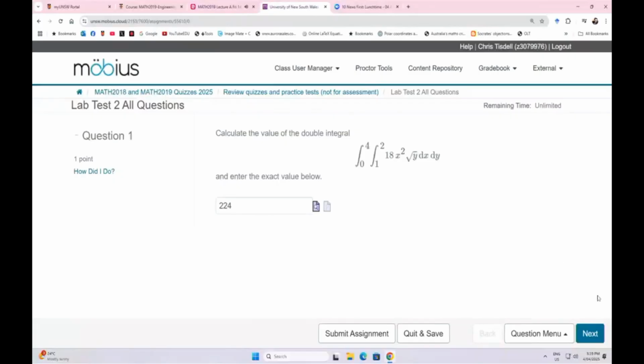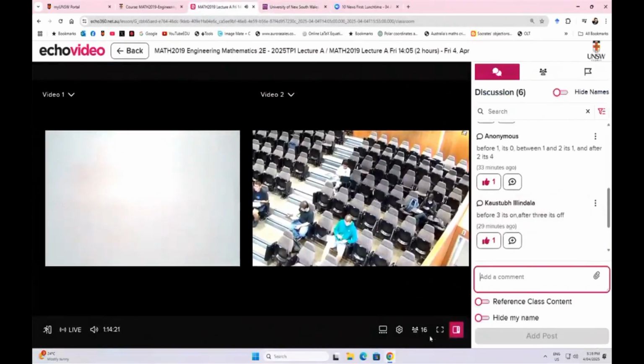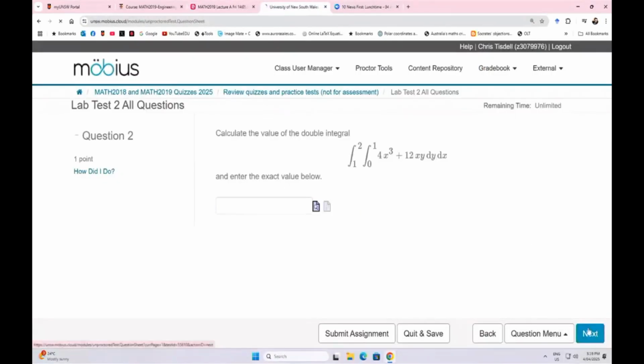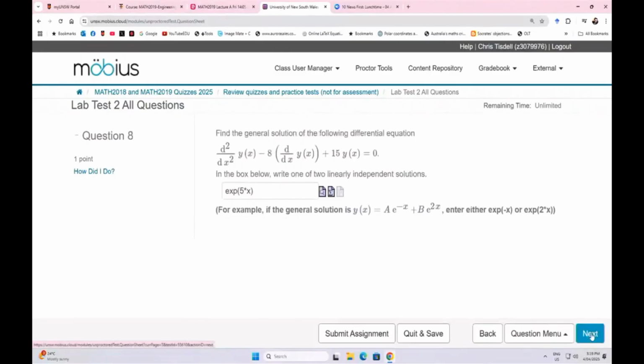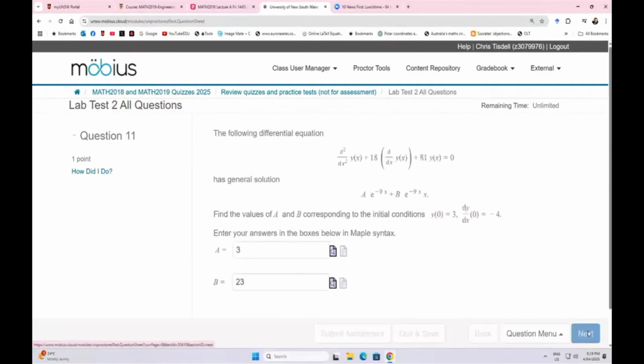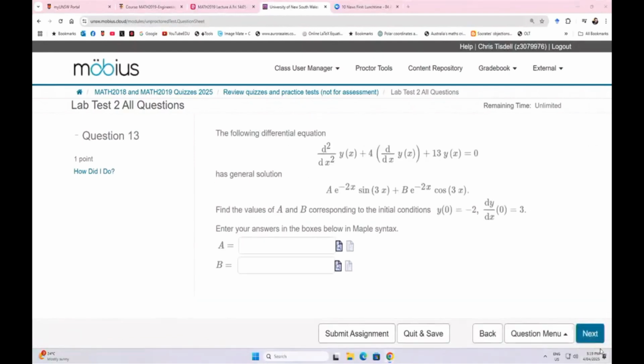Okay, let's do some lab test 2. All right, so I'll go here. This is what we were doing the other day. We did quite a few of these, and we had our little shields. And where did we get up to? Oh yeah, we got up to there.